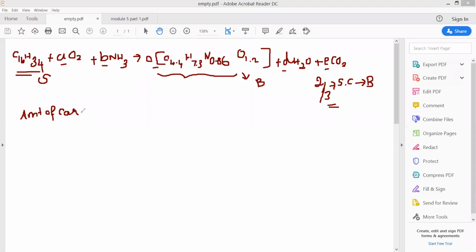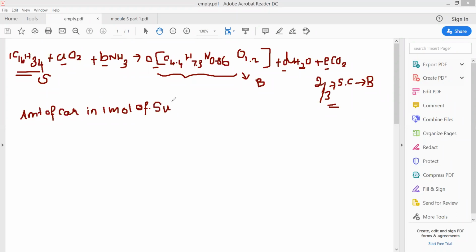Okay, amount of carbon in how many moles of substrate? This is 1 mole of substrate, right? Amount of carbon in 1 mole of substrate. Sorry, I'll be a little slow in writing. Okay, amount of carbon in 1 mole of substrate.